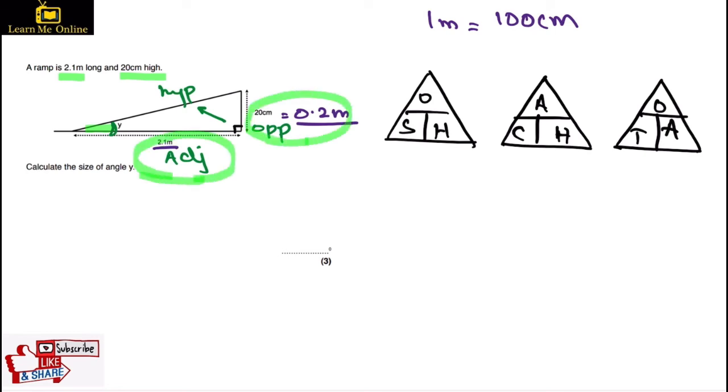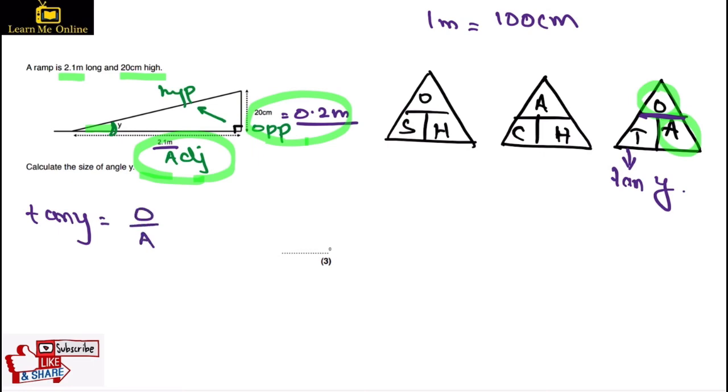So which triangle has opposite and adjacent? We can see that here is the opposite, and here is the adjacent. So the function that we'll be using is the tan function. We are finding the tan y value first of all. Using the tan function, we know that this line means divide, so we write down that tan y equals opposite over adjacent.